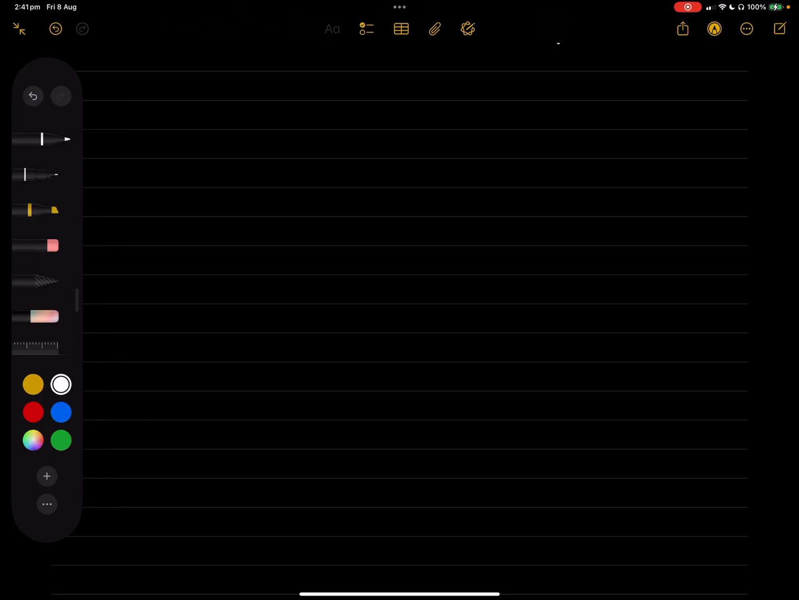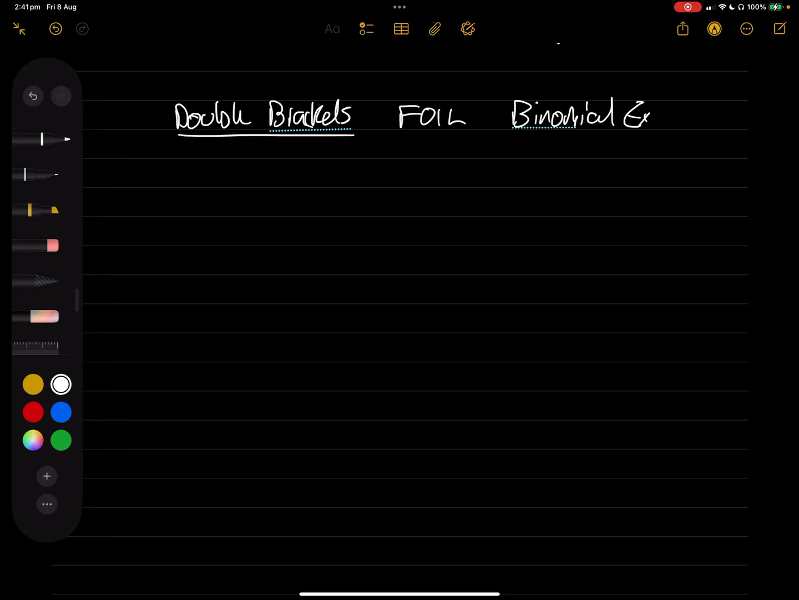So in this video, we've had a look at single brackets previously. Now we're going to look at double brackets. Now, these have a few different names. They're sometimes called double brackets, sometimes called FOIL expands, sometimes called binomial expansions. So FOIL expansions, binomial expansions, all of these mean the same thing.